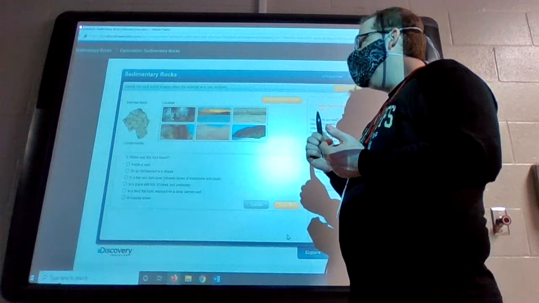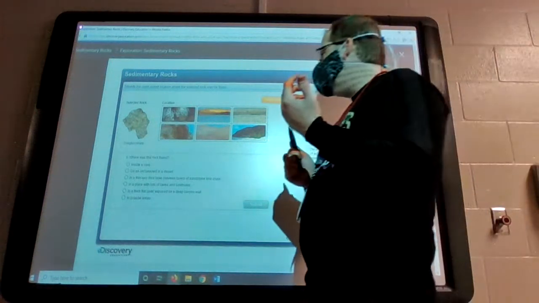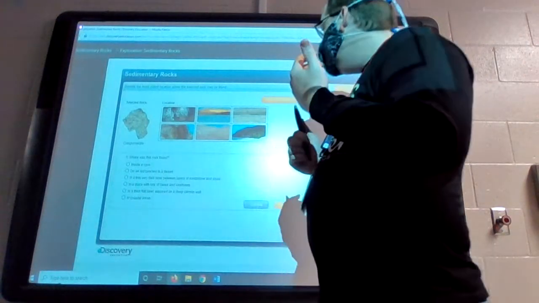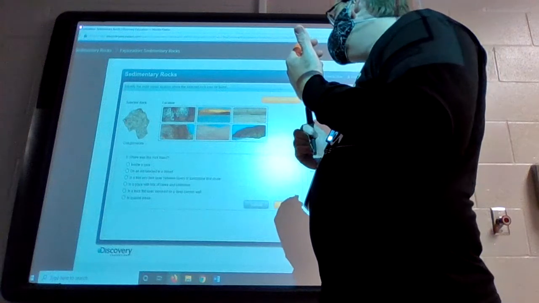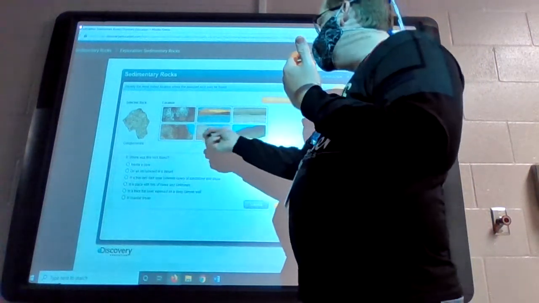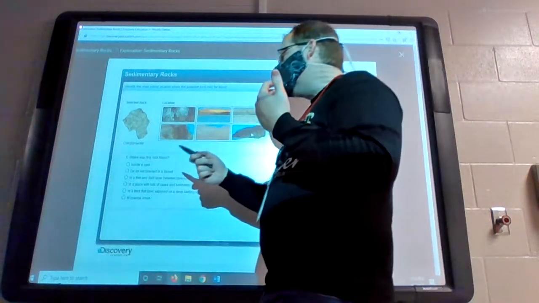Where is this rock found? This is actually going to be a little bit more difficult because it's hard to see what these pictures are. Does anybody see like a river? What are these things? Can I pick any of these? Oh, all right. They just have them described over here.